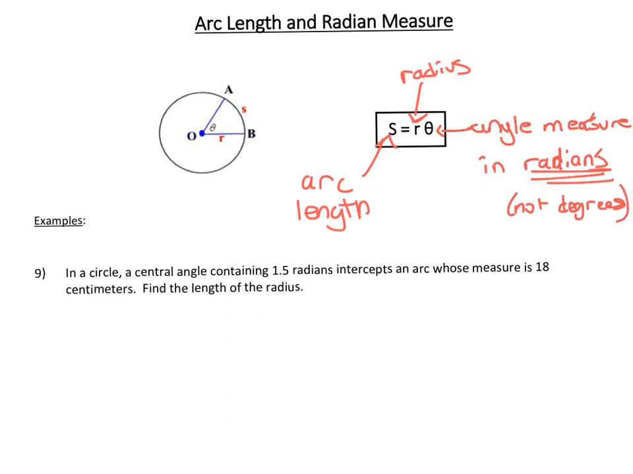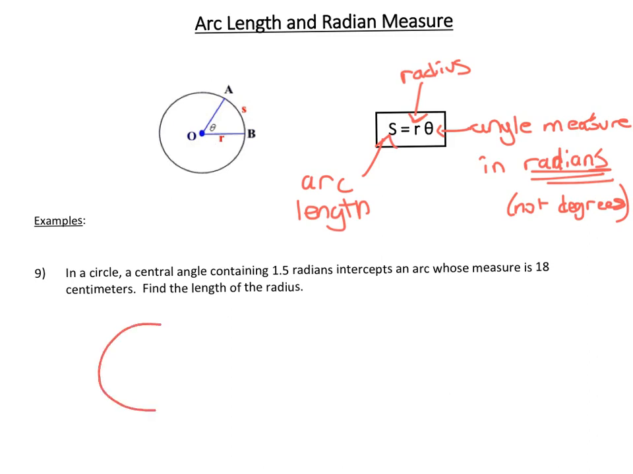All right, so let's look at number 9. Number 9 says, in a circle, a central angle containing 1.5 radians intercepts an arc whose measure is 18 centimeters. Find the length of the radius. Okay, if you want to draw this out, you can. You totally don't have to.